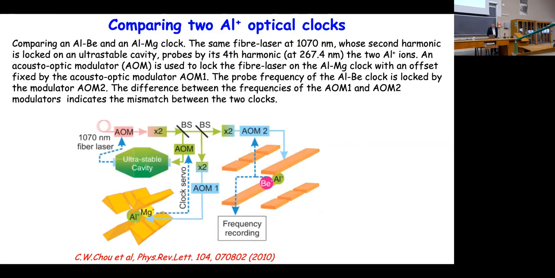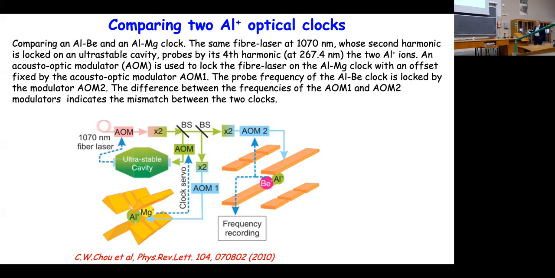Next slide. Here, this is a device which compares two aluminum clocks. So you have one aluminum clock in which the companion ion is magnesium, and this one has beryllium. So you have two clocks which are different. One is using magnesium as a reader, and the other one is using beryllium. The same principle. It transfers the excitation of one qubit state to the other by the process I described.